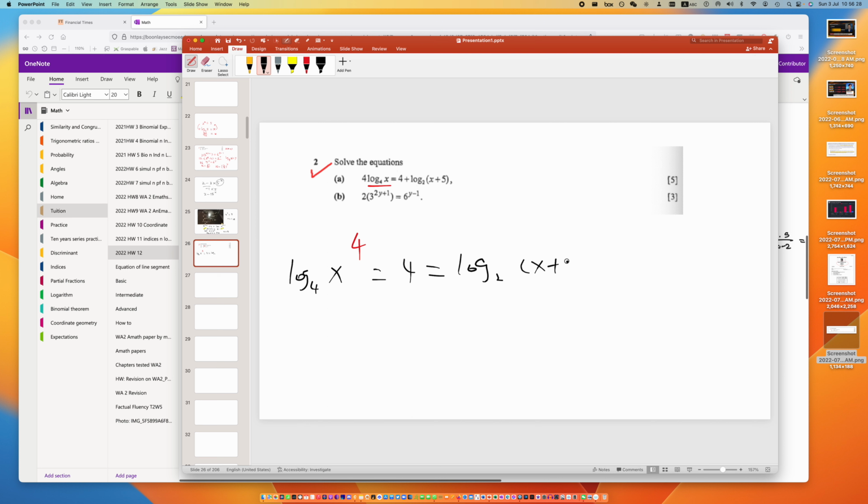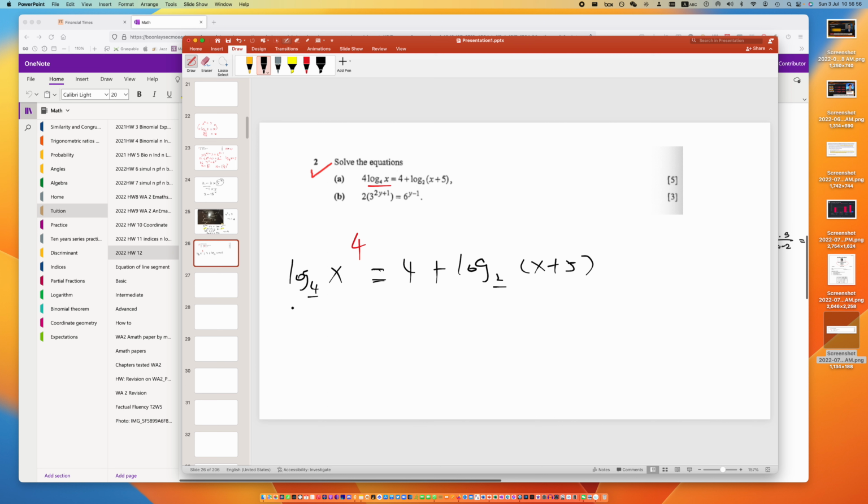log 2 (x plus 5). Okay, so the next step for you is to change of base, because you see 4 and 2. Sorry, I have a double equal sign. By the way, you are not supposed to have a double equal sign. There are students who show a double equal sign. No need, one is enough.